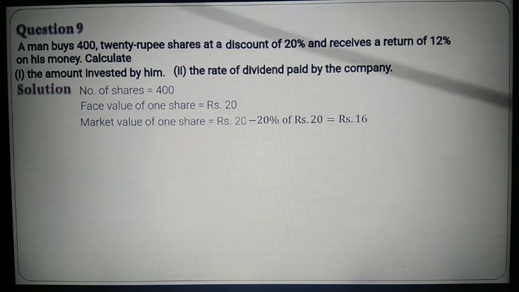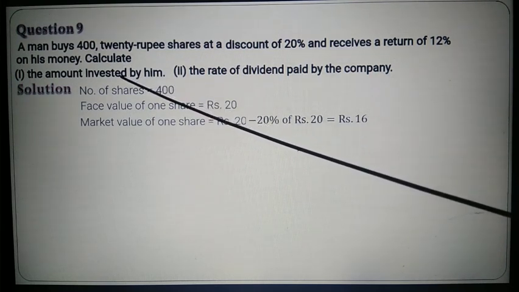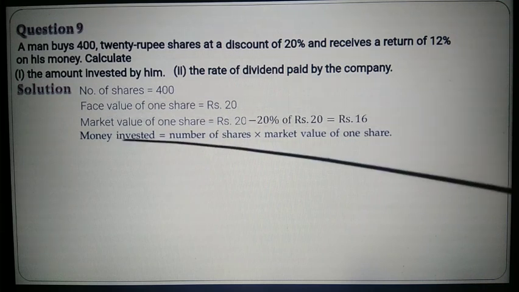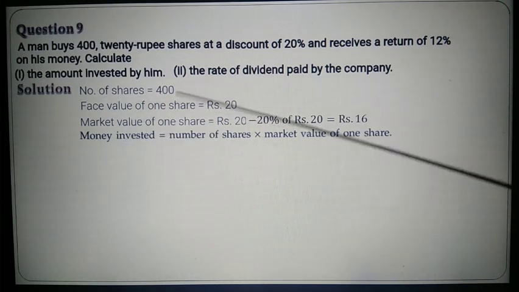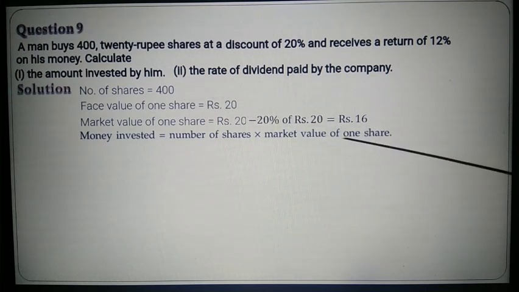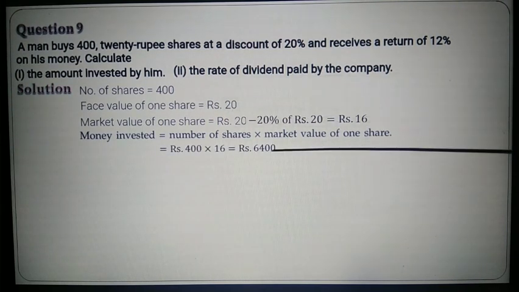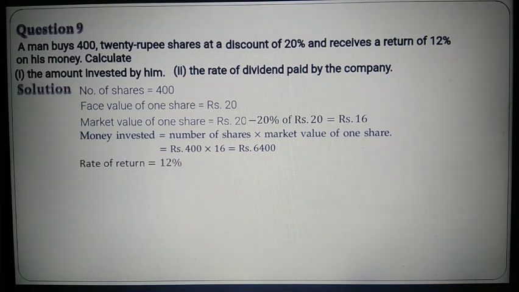Now the amount invested, we need to calculate that. Amount invested is given by number of shares into market value. So what is the number of shares? It is 400, and what is the market value? It is 16. So put the values, your answer will be rupees 6,400. Now it is given that the rate of return is 12%.